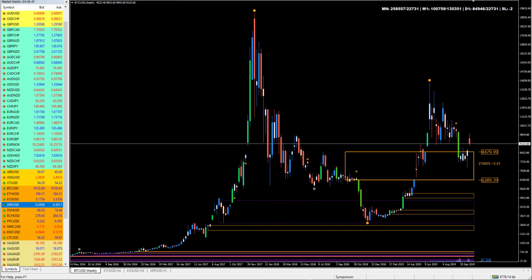Let's go to the weekly and have a closer look. And you can see that we had an accumulation candle. The candles were pulled back to this area here before the slingshot was released.